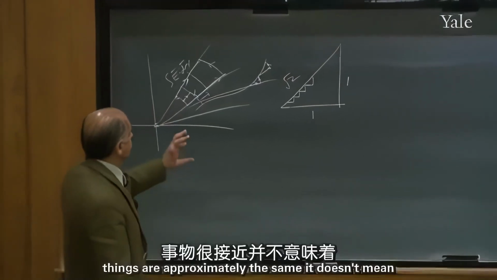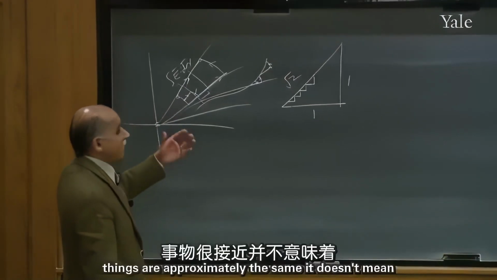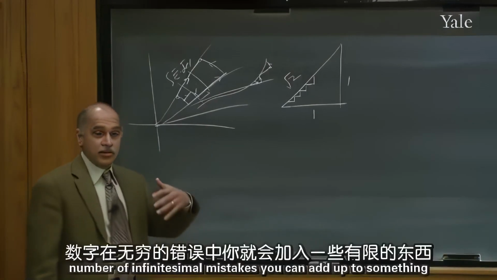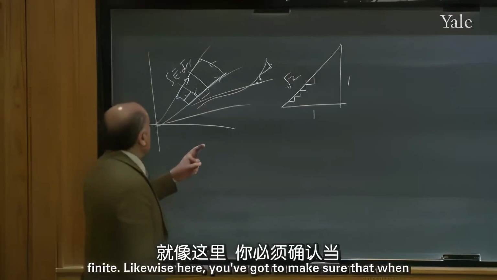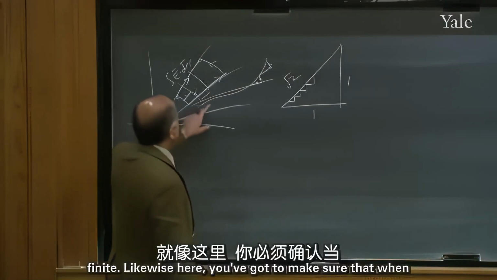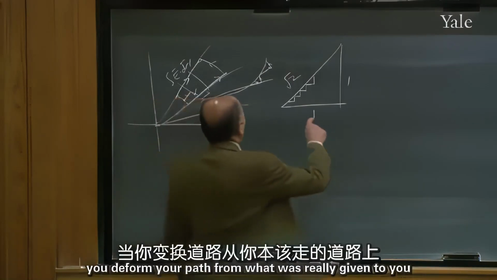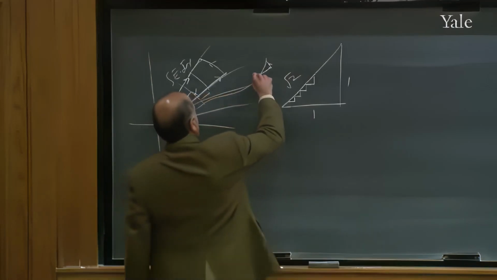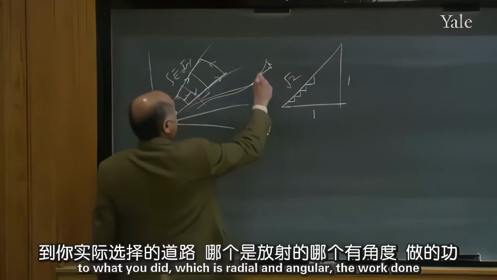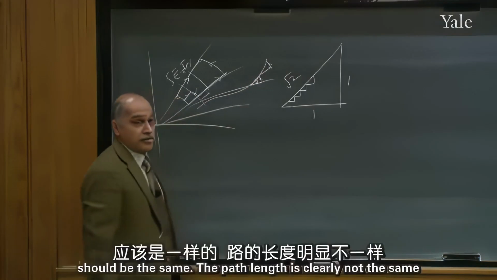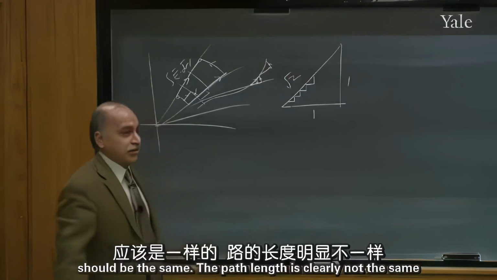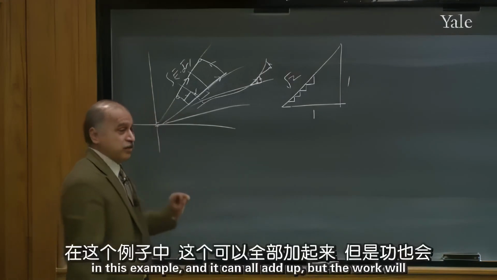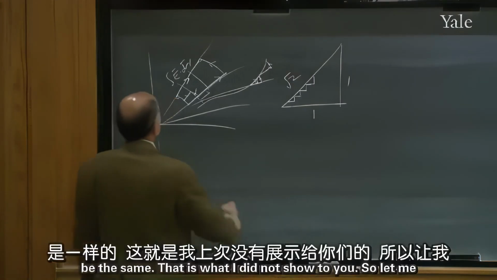So just because things are approximately the same doesn't mean the answer will be the same, because if you make an infinite number of infinitesimal mistakes, you can add up to something finite. Likewise here, you got to make sure that when you deform your path from what was really given to you to what you did, which is radial and angular, the work done should be the same. The path length is clearly not the same in this example, and it can all add up, but the work will be the same. That's what I did not show to you.